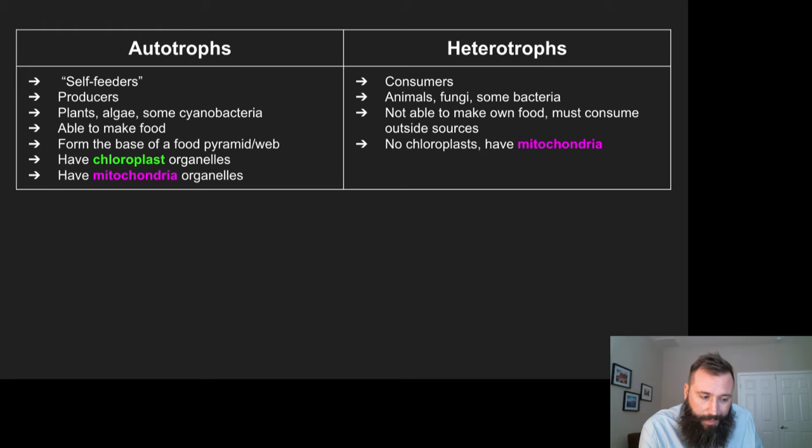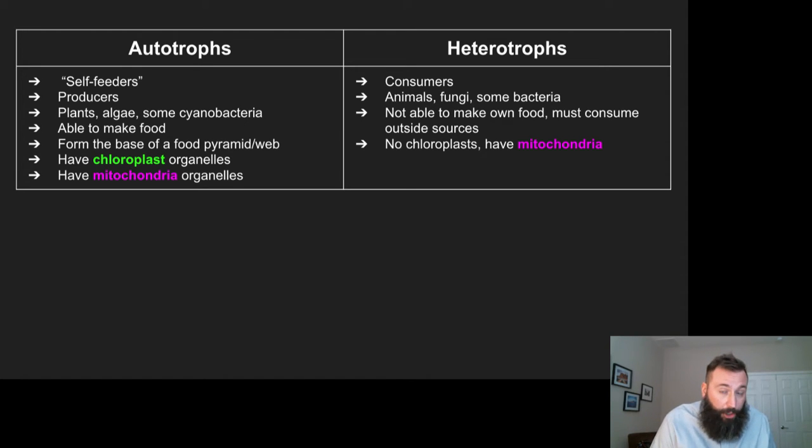Because of this, they form the base of the food web and provide all of the energy to all of the individuals within a food web. They have chloroplast organelles and also mitochondria. On the other end of the spectrum are heterotrophs. These are the consumers of the world. Examples include animals like us, fungi, and some bacteria.